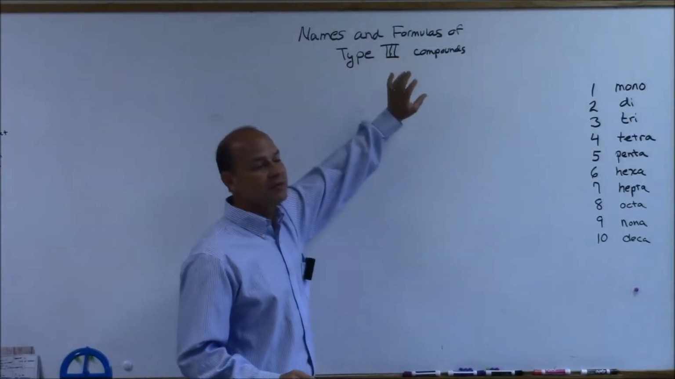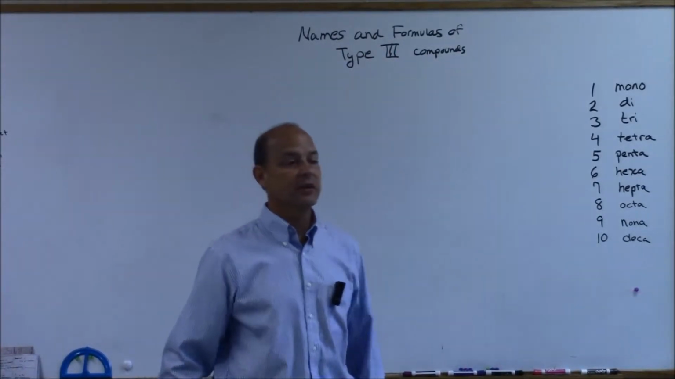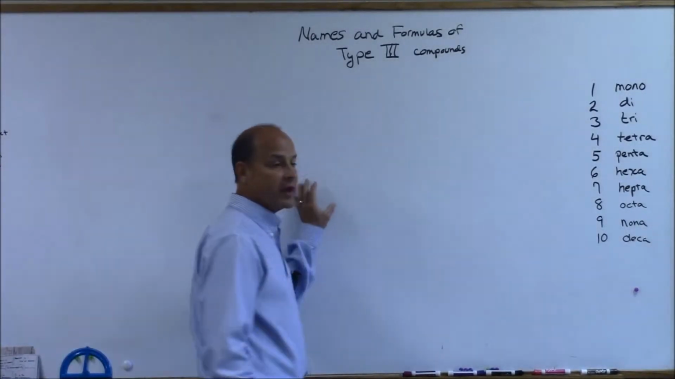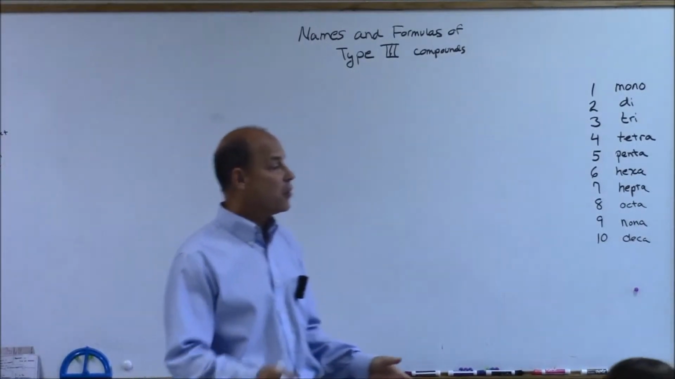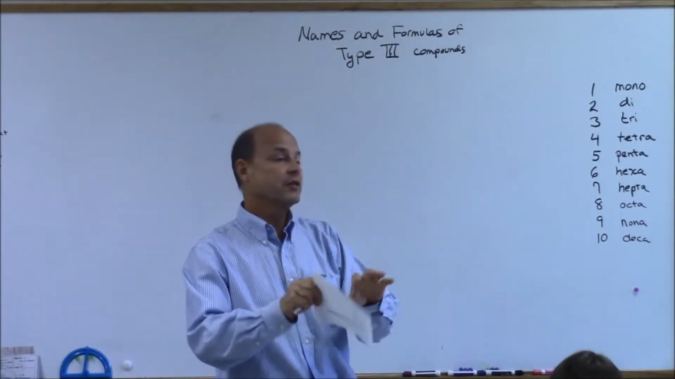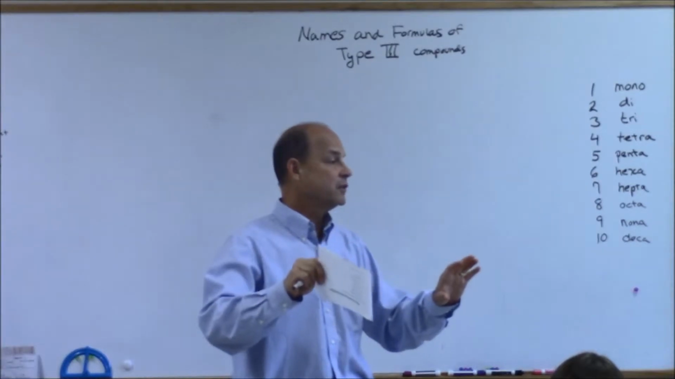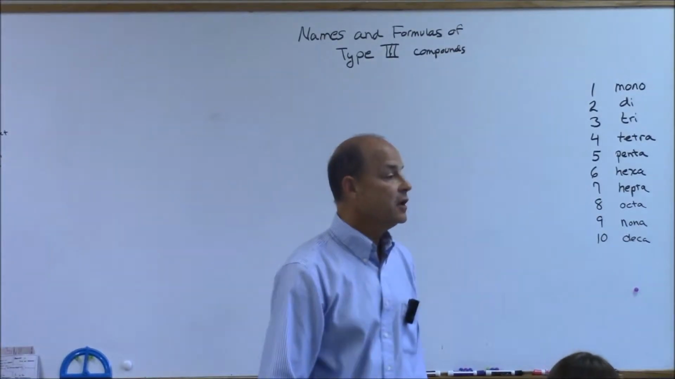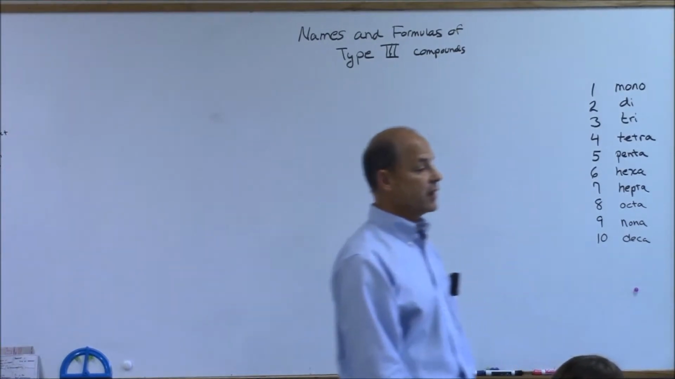Names and formulas of type 3 compounds. Now notice I didn't say ionic compounds because these are covalent compounds. And we all know that covalent compounds are compounds between what two families of elements? Two nonmetals, okay? Well, I think we forgot. That's okay. You're going to remember today.